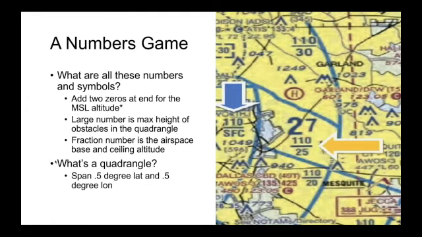So it's a numbers game. If you look at the blue and the yellow we talked about a while ago, this is measured in MSL, meaning above sea level. It's important not to get that mixed up with AGL, above ground. Add your 2 zeros, and then the large number in the middle is the 27. Then you add another 2 zeros to that, and that lets you know in this quadrant that that's the highest point. So if you're flying across this in a manned aircraft, you've got to be above 2,700 feet MSL to clear any obstacles in that area.